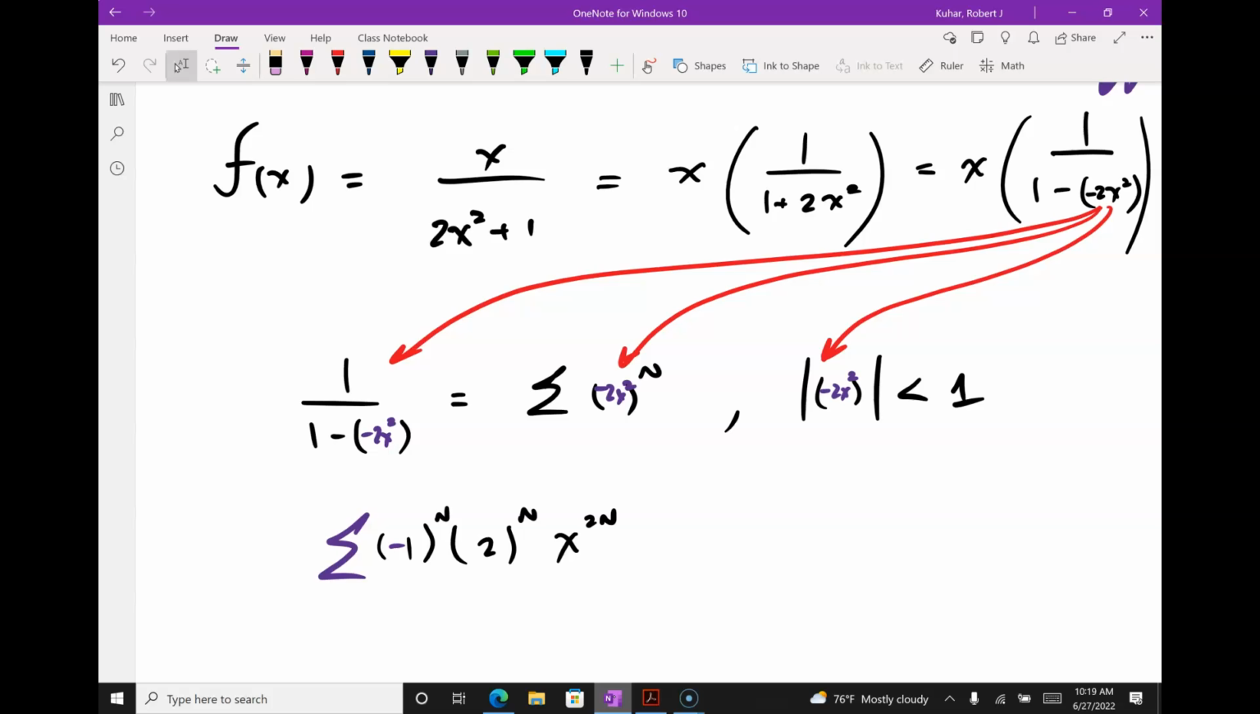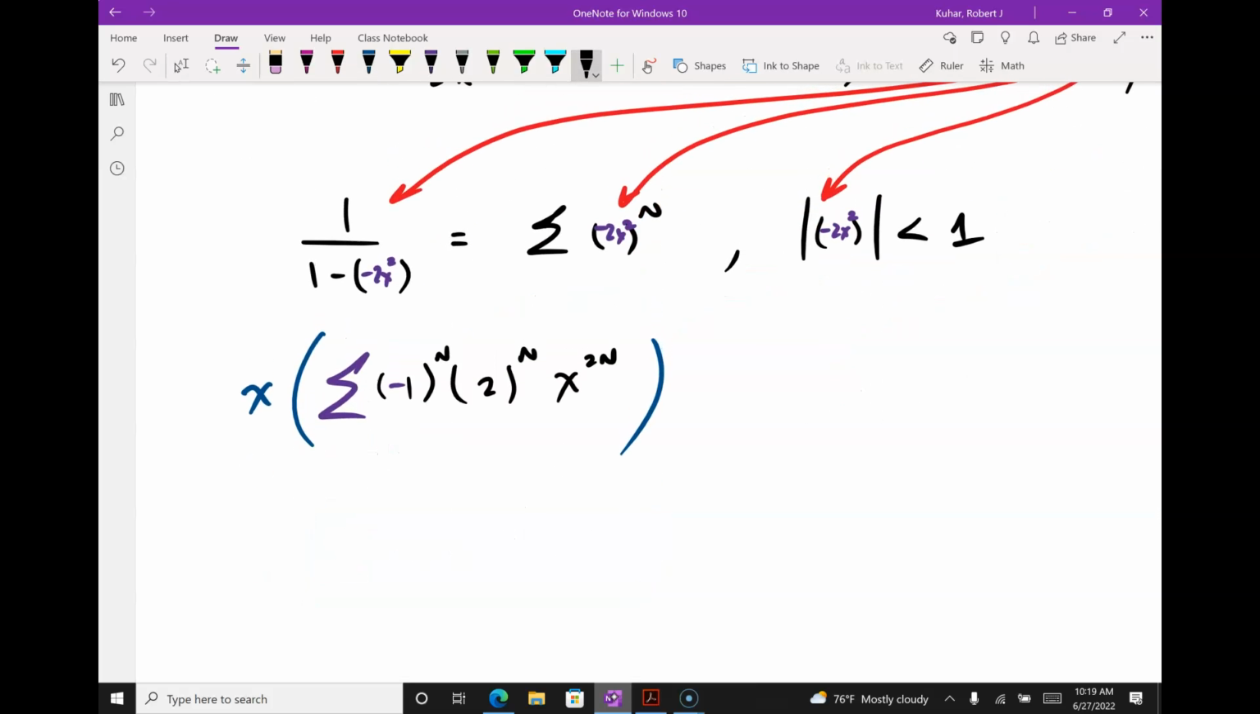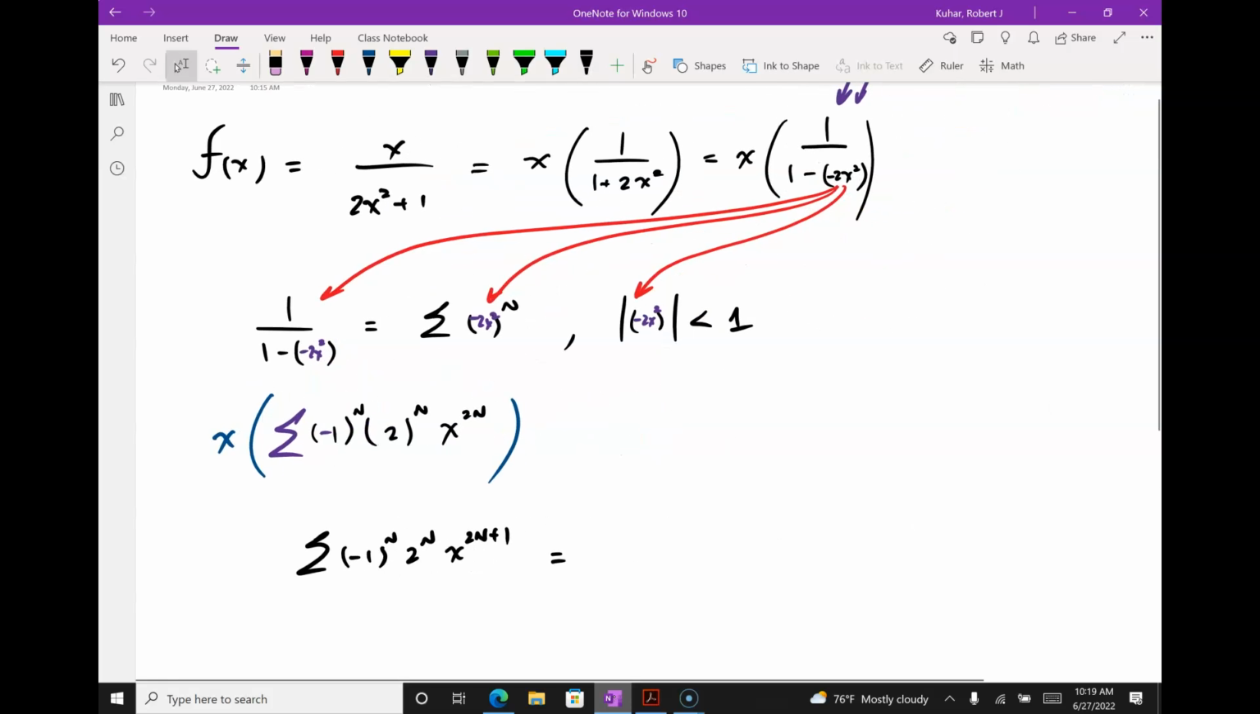But I need to do what to it? Multiply by x, correct? And when I do that, what do I get as my final series? The series of negative 1 to the n, 2 to the n, x to the 2n plus 1. Is that simple?